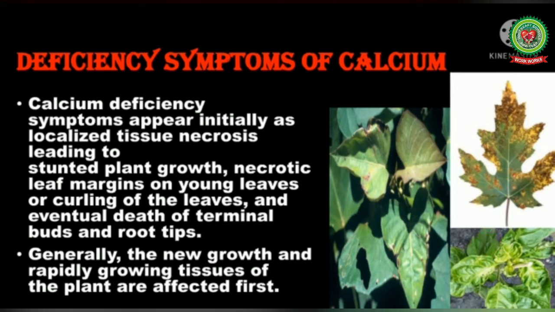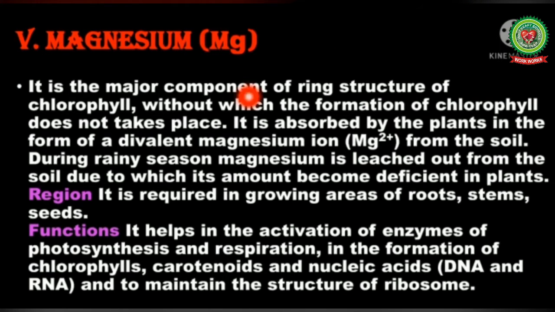Magnesium. It is a major component of the ring structure of chlorophyll, without which the formation of chlorophyll does not take place. It is absorbed by the plants in the form of divalent magnesium ions from the soil. During the rainy season, magnesium is leached out from the soil, due to which its amount becomes deficient in plants. It is required in growing areas of roots, stems, and seeds.